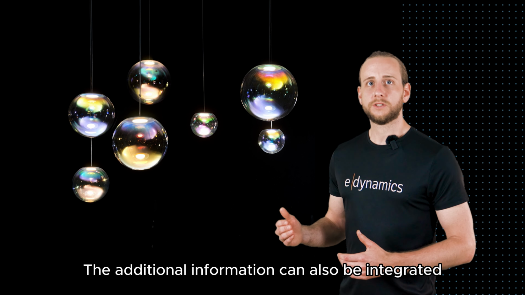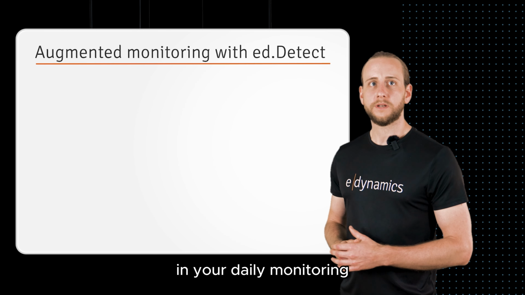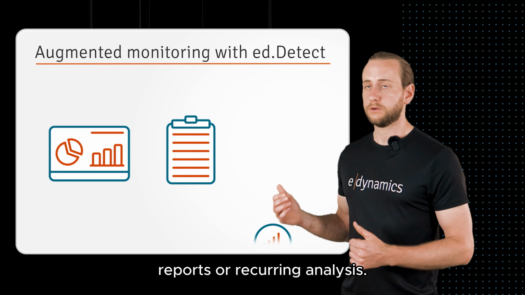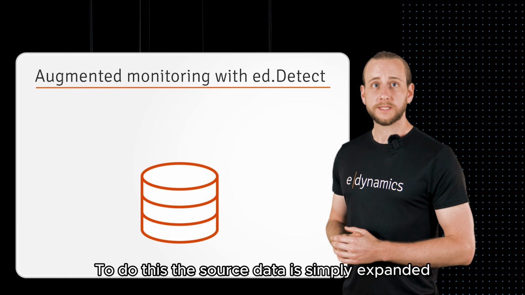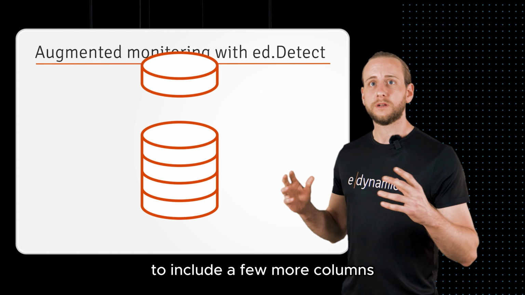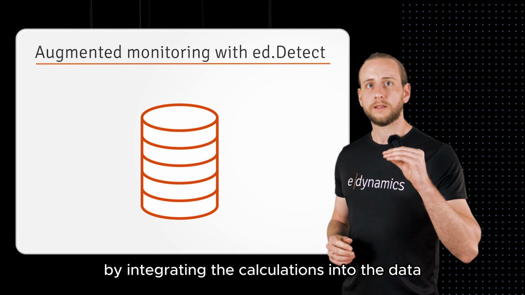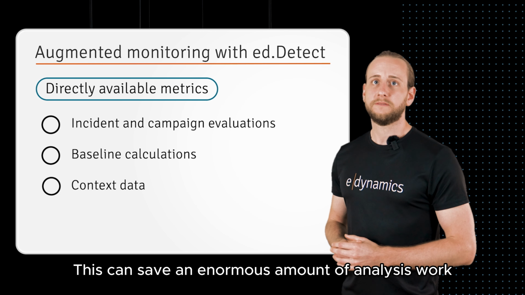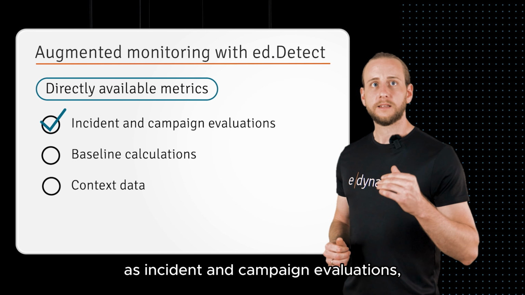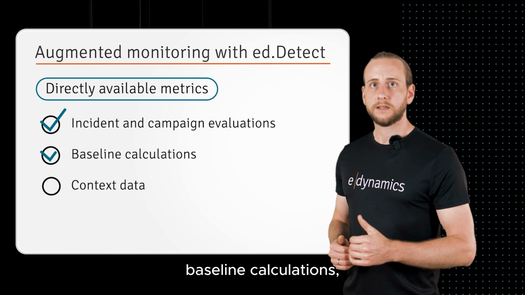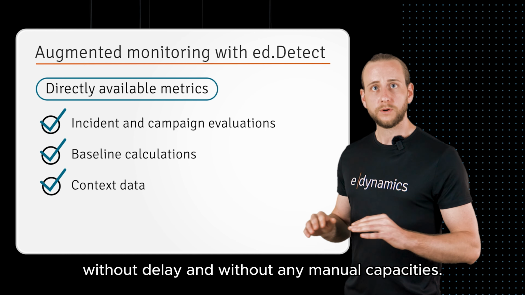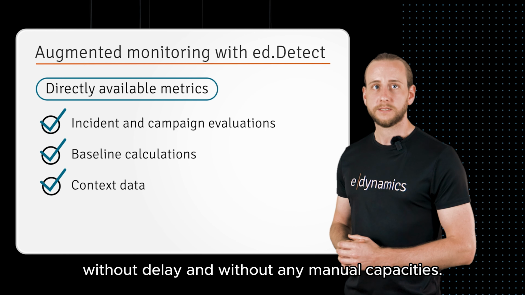The additional information can also be integrated in your daily monitoring, for example, in existing dashboards, reports, or recurring analysis. To do this, the source data is simply expanded to include a few more columns by integrating the calculations into the daily data flow. This can save an enormous amount of analysis work, as incident and campaign evaluations, baseline calculations, and context data are available directly, without delay and without any manual capacities.